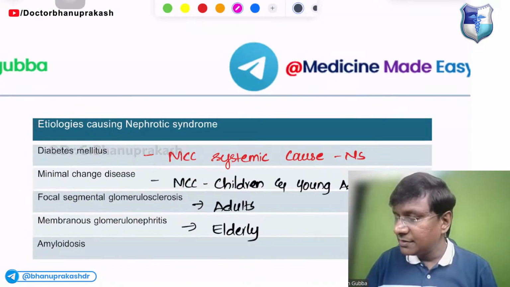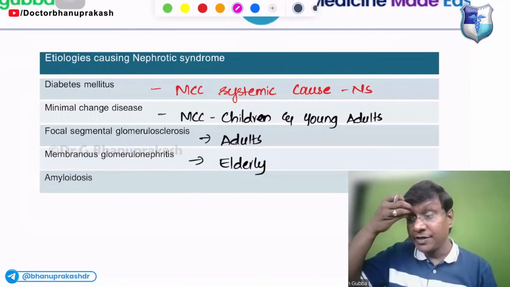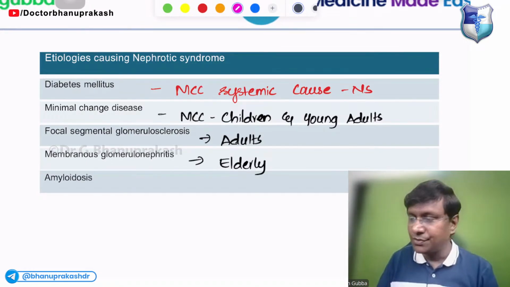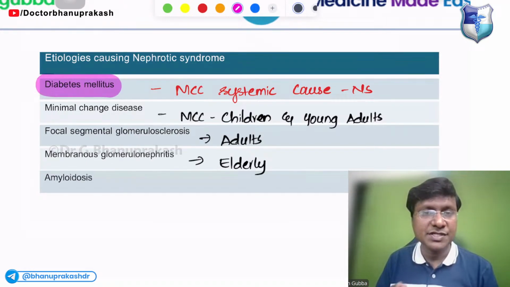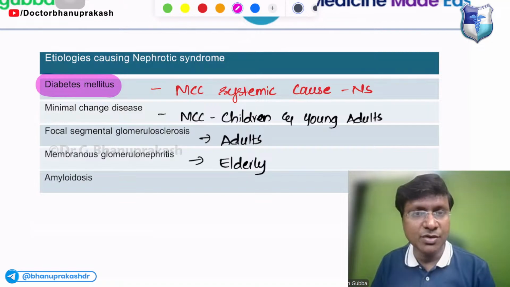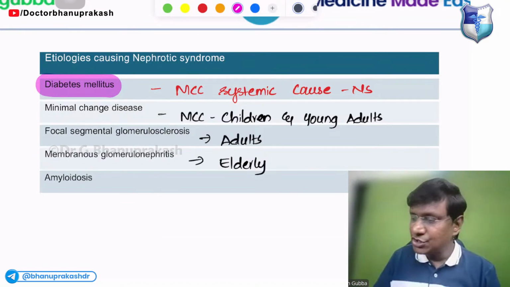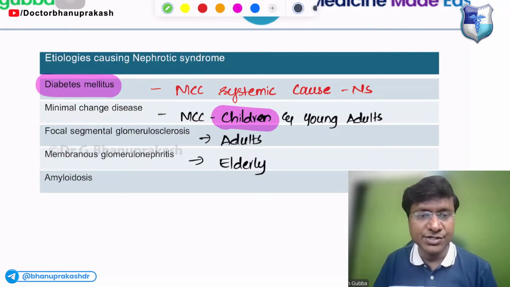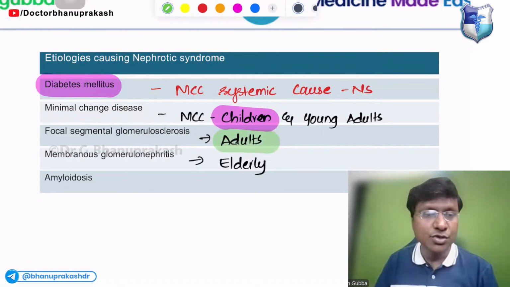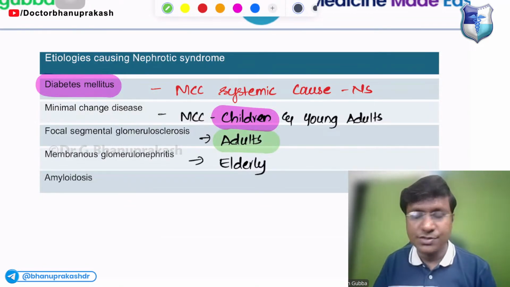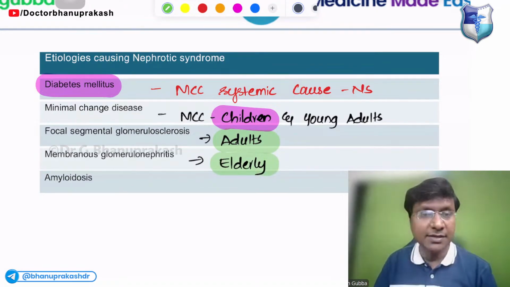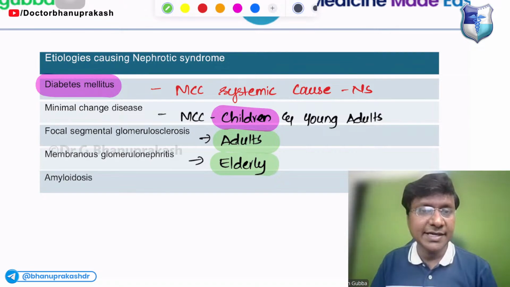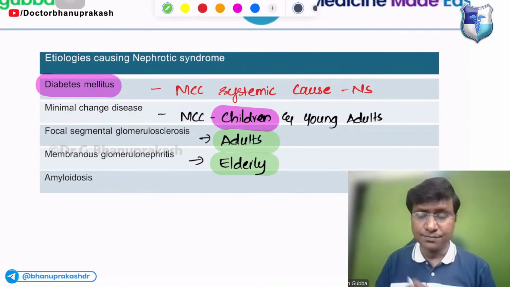Now, if you take the various etiologies causing nephrotic syndrome, one is your diabetes mellitus, which is considered as the most common systemic disease that will be causing nephrotic syndrome. Whereas in children, what is the most common cause for nephrotic syndrome? That will be minimal change disease. Whereas in adults, the most common cause will be focal segmental glomerulosclerosis. Whereas in elderly individuals, the most common cause will be membranous glomerulonephritis. These are the etiologies that will be causing the nephrotic syndrome.